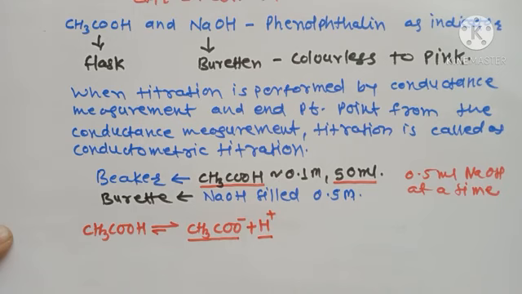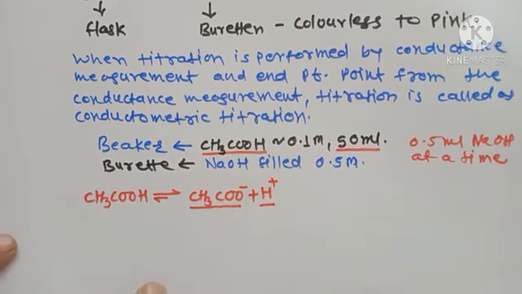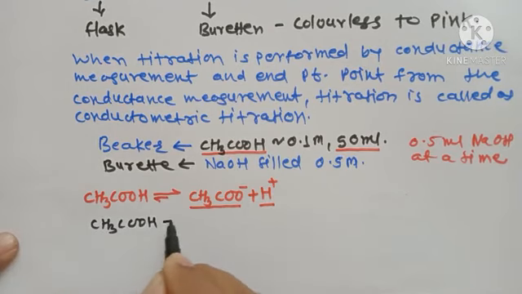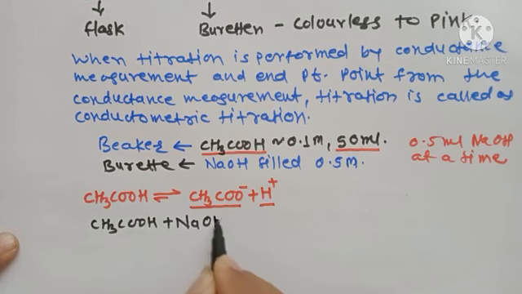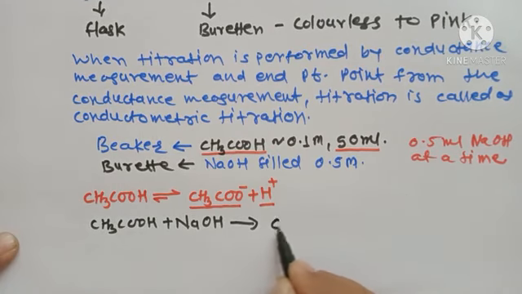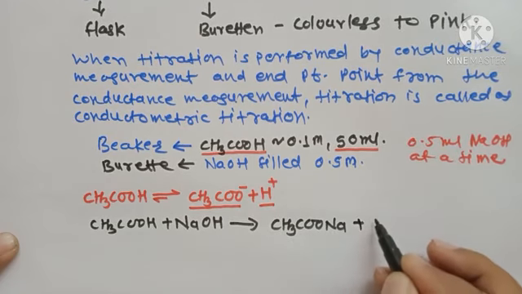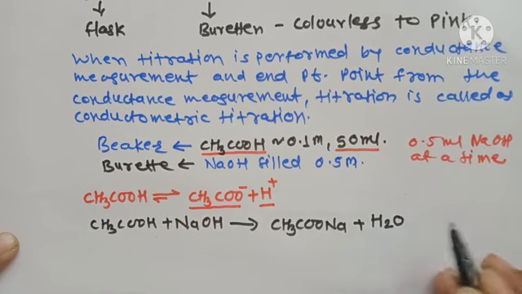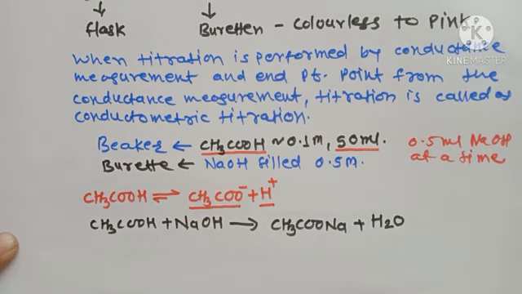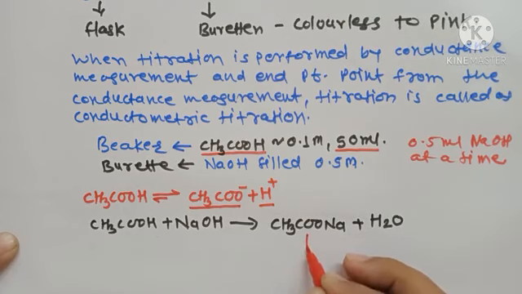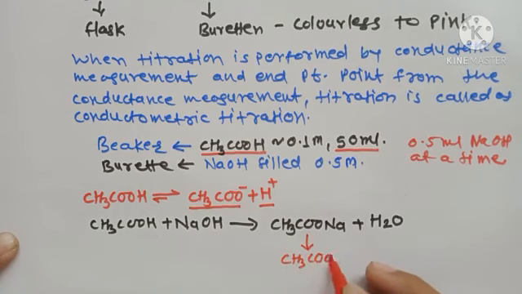Now we add NaOH from the burette. What will happen? Acetic acid will react with NaOH and we get sodium acetate, CH3COONa, plus H2O. But now, sodium acetate is a salt and it dissociates completely, forming CH3COO minus plus Na plus ion.